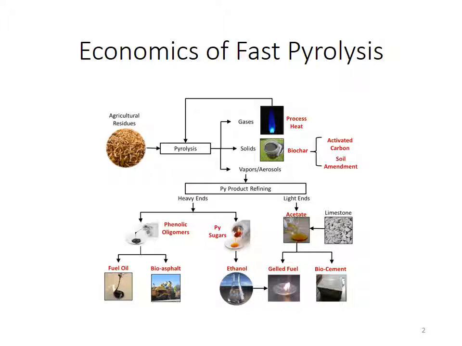The third product are vapors and aerosols, which you can condense into heavy ends and light ends. The heavy ends can be further separated into phenolic oligomers or pyrolytic sugars. To give you a frame of reference, the heavy ends here are what usually are called bio-oil. The phenolic oligomers can then be further upgraded into fuel oil, which can be burnt in boilers, or bioasphalt, which can be used to pave roads and pathways. The sugars can be refined into high-quality sugars and sold as a product, or fermented further into ethanol.